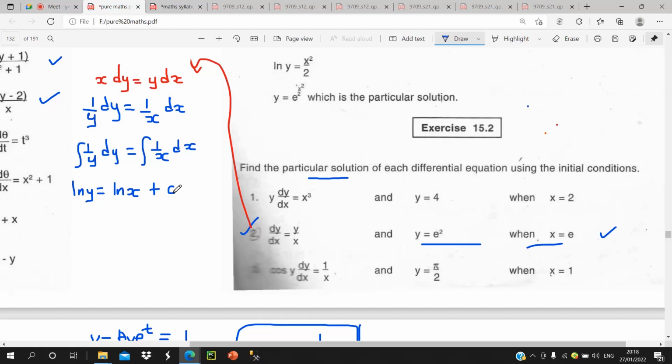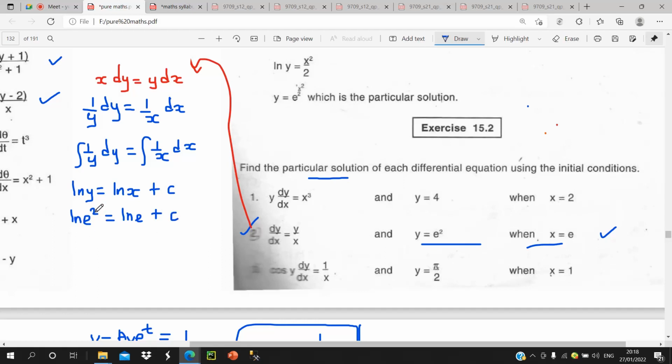This will be our general solution, but we want to find the particular solution. So before simplifying and taking terms with ln to one side, we have to find the value of c first by substituting these conditions that we are given. They are saying y is equal to e squared when x is equal to what? E, right? Yes. So where there is y, we substitute e squared. So it will be ln e squared is equal to ln e plus c, right?